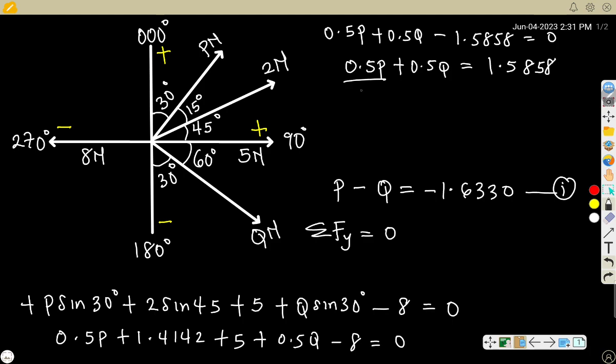So divide everything by 0.5, so we can have a simple equation. 0.5P divided by 0.5 is P, plus 0.5Q divided by 0.5 is Q. Then 1.5858 divided by 0.5 is 3.1716. So this is equation 2. So we get our equation 1 and equation 2 now.